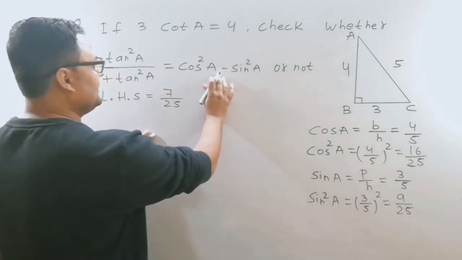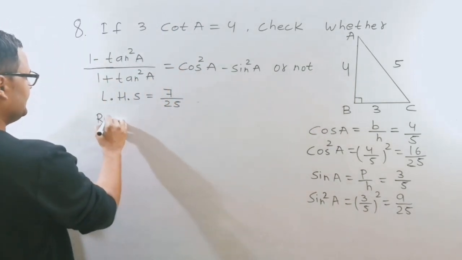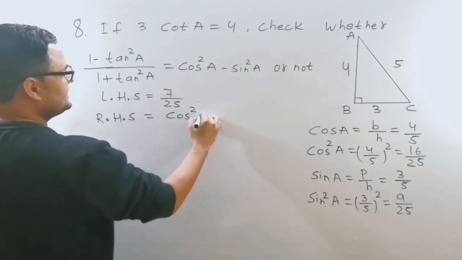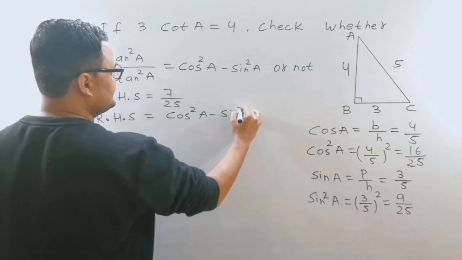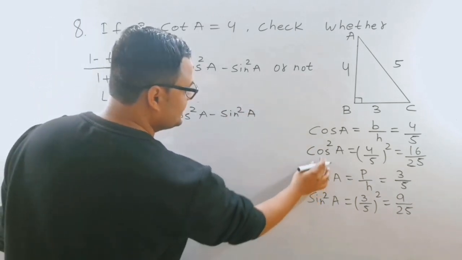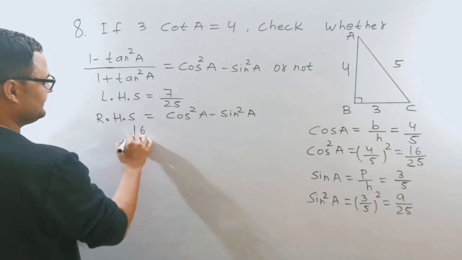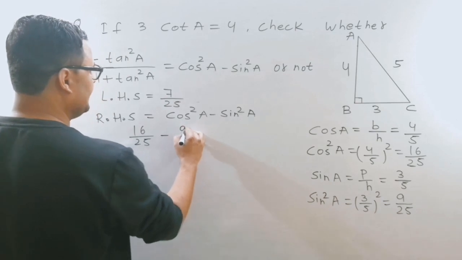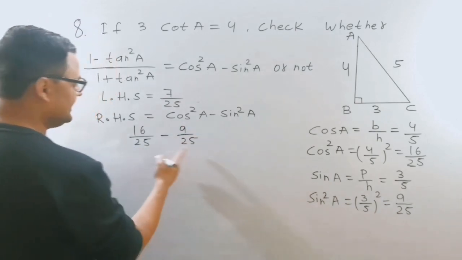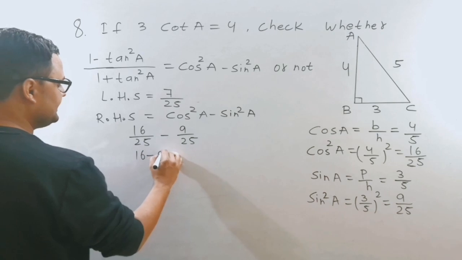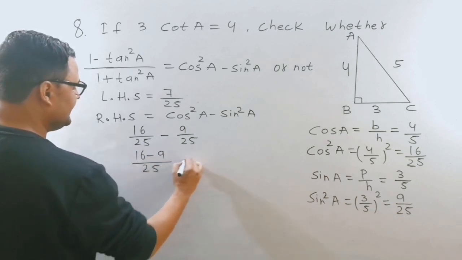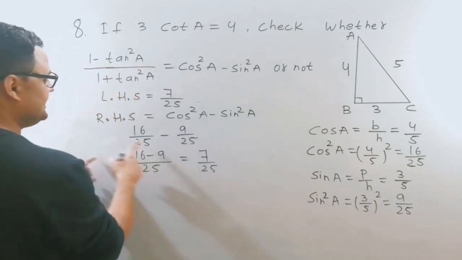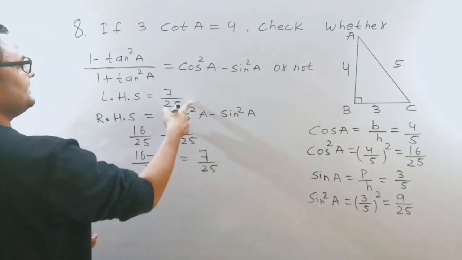Now I have to put the value in the RHS. So I'll write here RHS equals cos square A minus sin square A. Then cos square A will be 16 by 25, minus sin square A, 9 by 25. They are like fractions. Simply we can write 16 minus 9 by 25. I'll get 7 by 25. RHS 7 by 25, LHS 7 by 25.